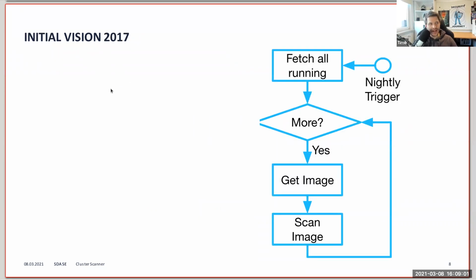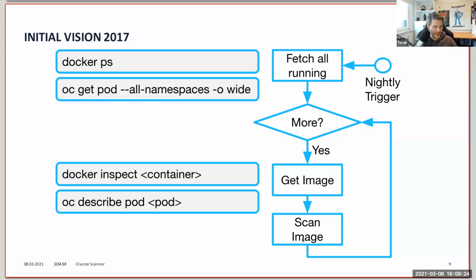The initial vision in 2017 is this one here. We will later see that there is a lot of things missing in this image, but the initial idea is we have a trigger, for example, a nightly trigger or a deployment, and then we fetch all running containers and the images, and then we iterate over them and scan the image. Very simple. And you could do it, for example, with Docker PS or in a cluster like OpenShift with pods and inspect and scan the image. You will see that it gets more complex.